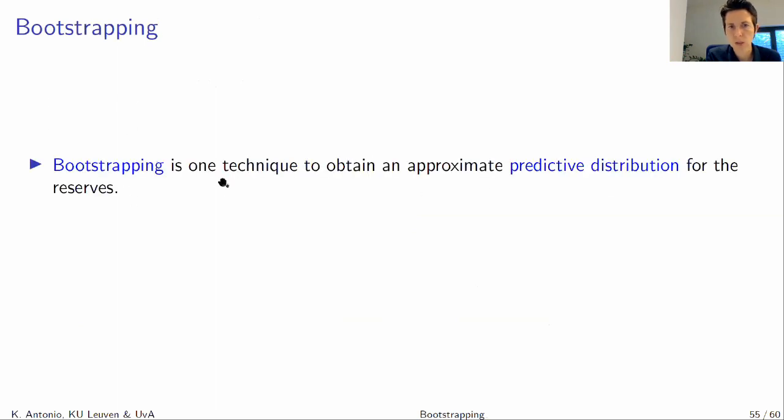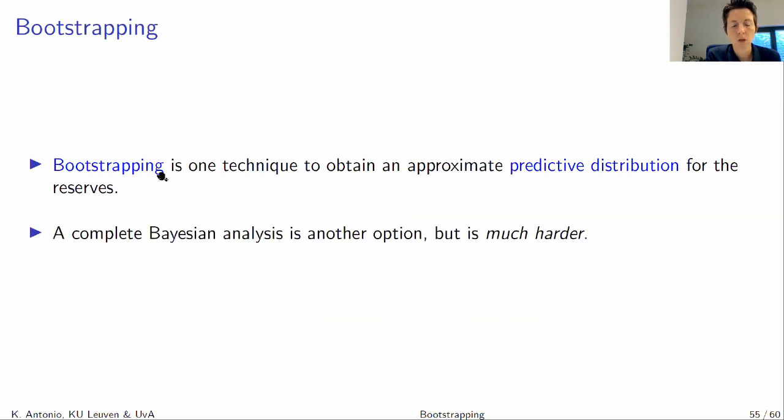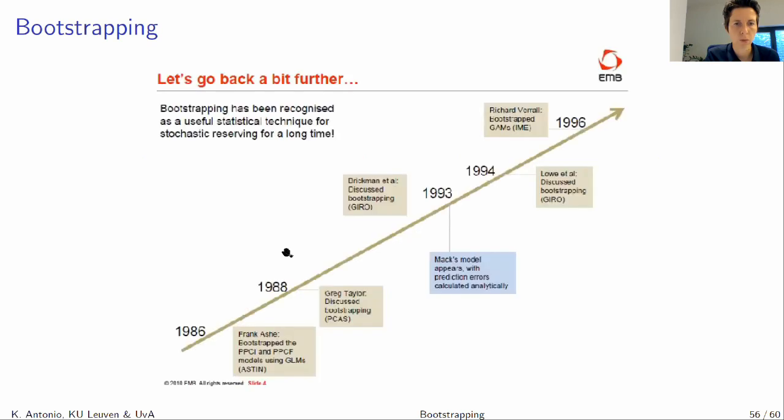So this bootstrap is a technique to obtain an approximate predictive distribution. You can also do that in a Bayesian way, but it's going to be much harder. It's going to require you to do more calculations, and it's just going to be more complicated than what the bootstrap will be.